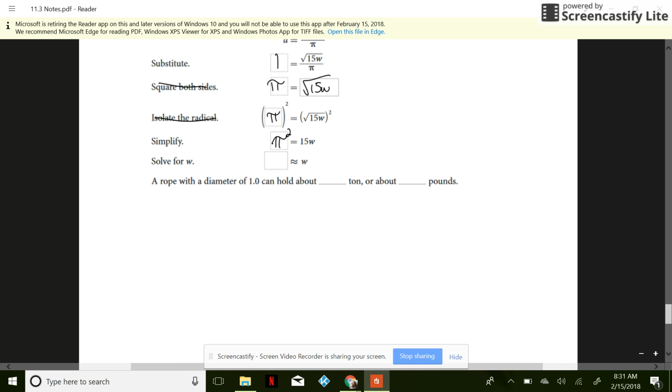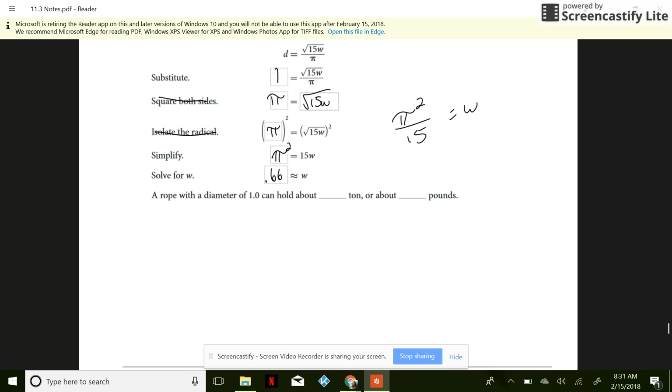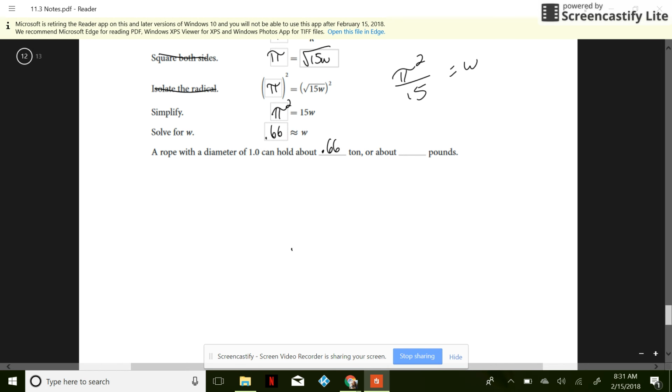To solve for w, you'd have to divide by 15, so you get pi squared over 15 is equal to w. If you plug that into your calculator, you'll get about 0.66. So a rope with a diameter of 1 inch can hold about 0.66 tons. If we want to convert that to pounds, a ton is 2,000 pounds. So if you do that multiplication there, that will get us to about 1320 pounds.